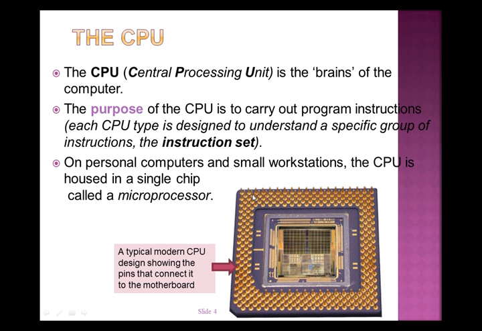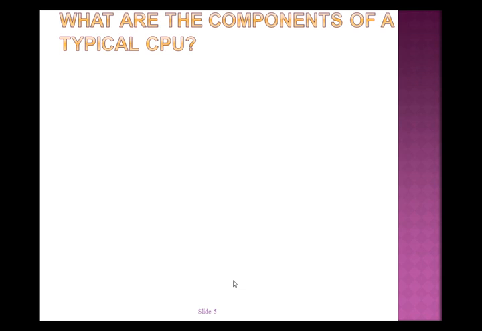This shows the diagram. There are some pins, these are the pins, outside. And then these are the multiple chips. This shows the modern processor design showing the pins that connect it to the motherboard. These pins help to connect to the motherboard, so that it fetches the data, stores the result, and at last gives the output to the user. So this is your diagram for the single chip that is known as the microprocessor.